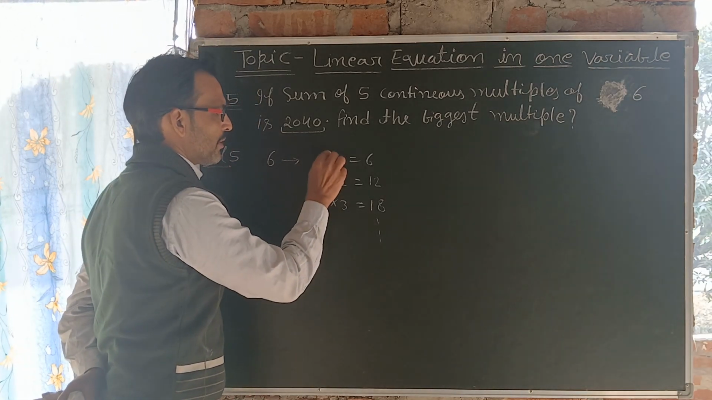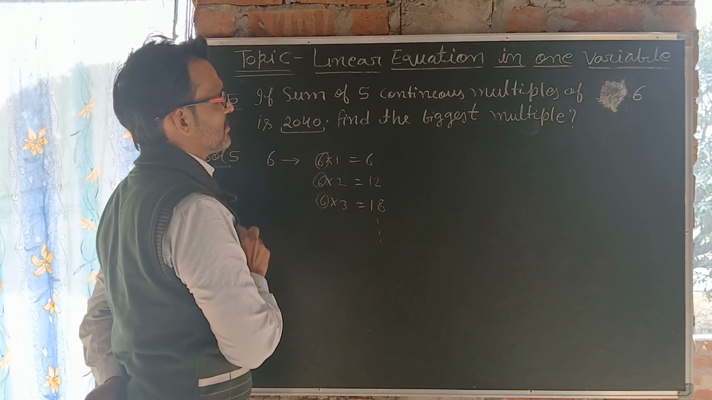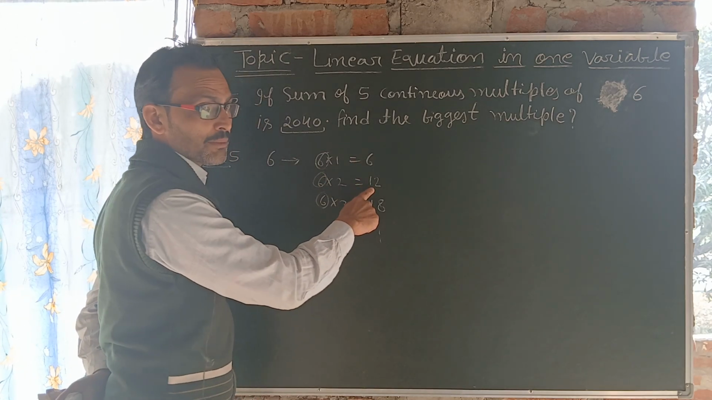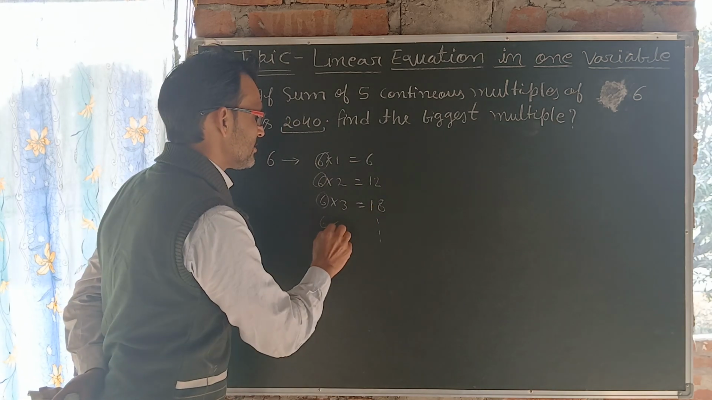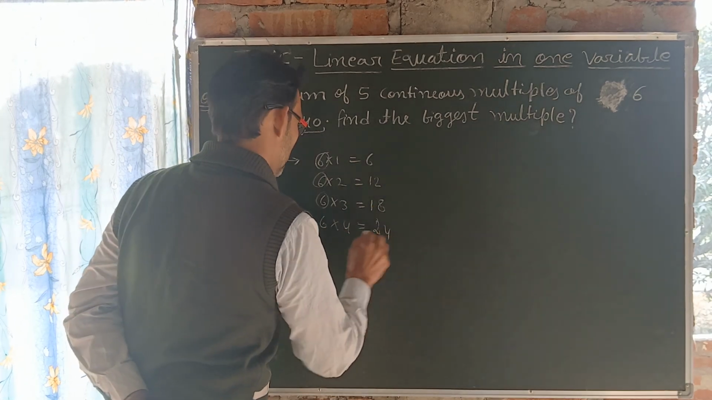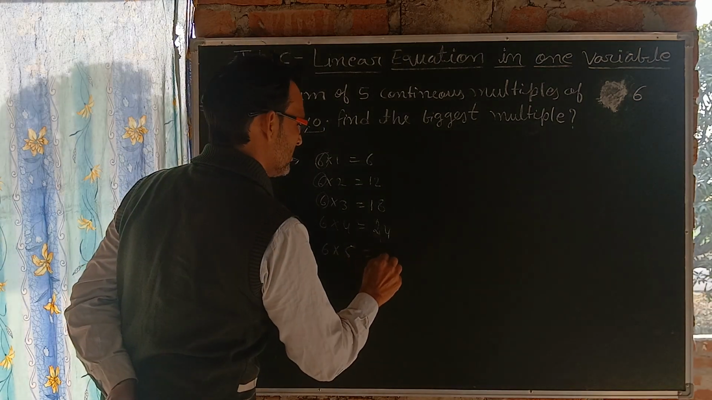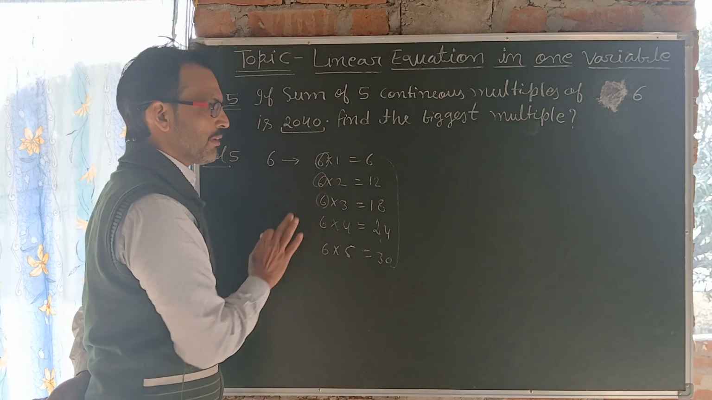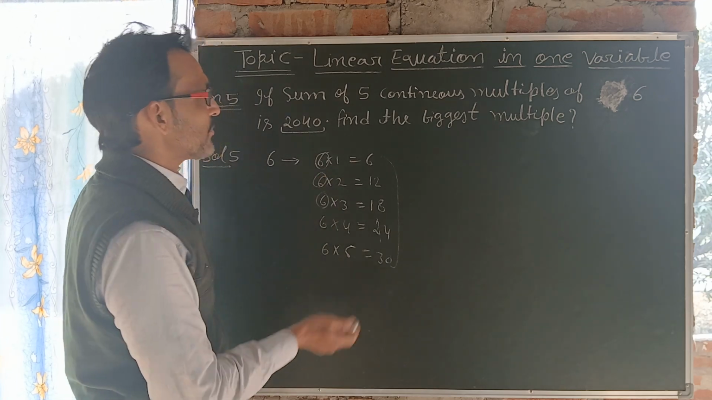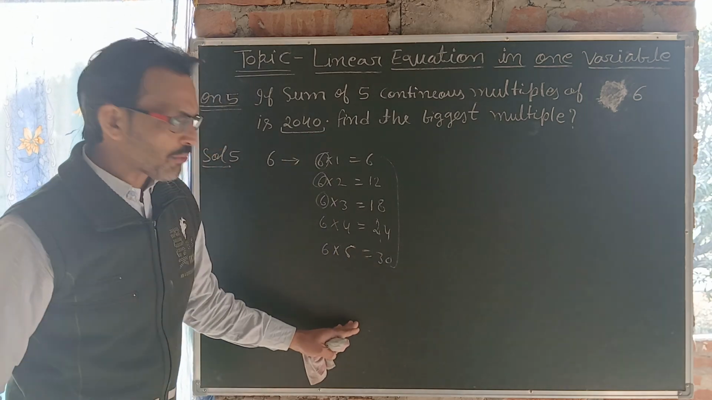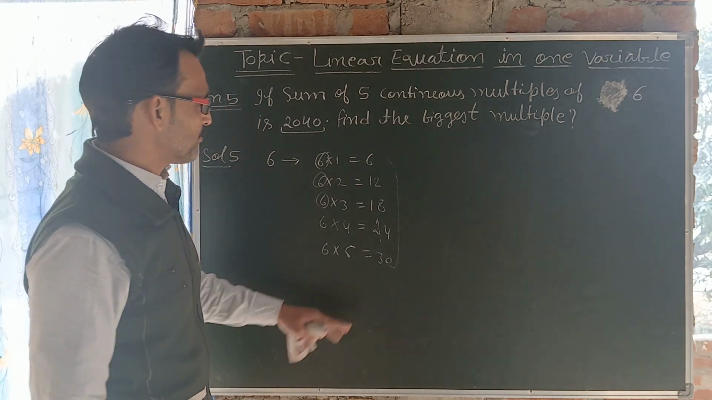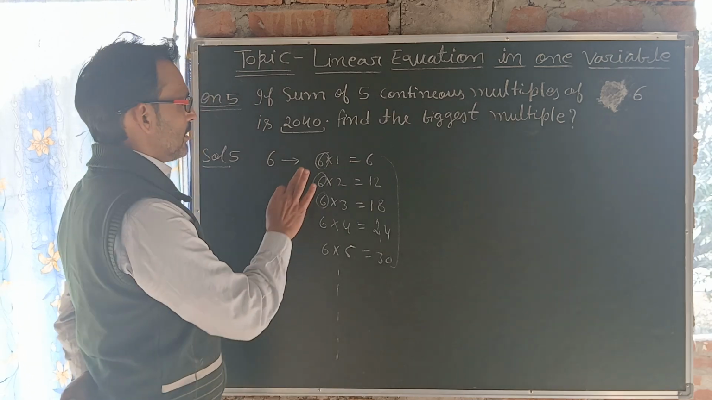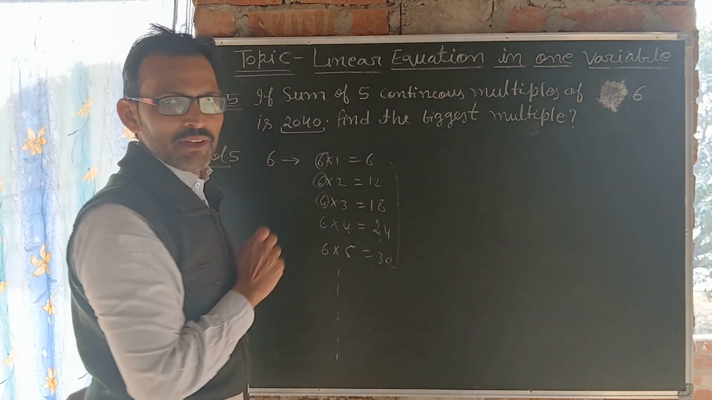So 6 is common with all the numbers we are multiplying. With 1 we are getting 6. This is the first multiple, this is the second multiple, this is the third multiple, and like this you can get 24 and 30. These are the 5 continuous multiples of 6 in a simple way, but we don't know which 5 are there. You can calculate up to infinity, there is no end of these multiples. But we have to find only 5, and we don't know where they are.